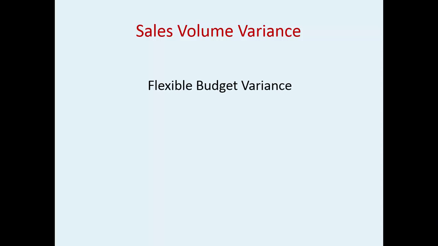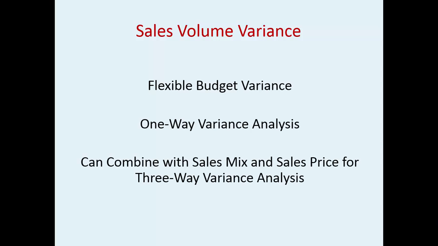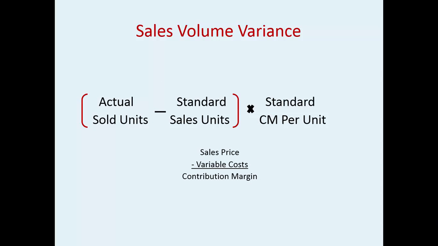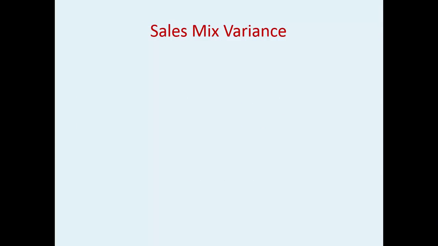For sales volume variance, you could have a flexible budget variance. A one-way variance analysis is usually called for. You can combine it with sales mix and sales price for a three-way variance analysis. The analysis portion is just, what am I looking for? Why did this total variance occur? And here is your calculation for a sales volume variance. It's probably best to just print off the PowerPoint and use these as a reference.